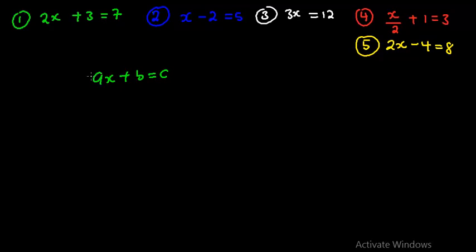Think of it like balancing a seesaw. We need to make sure that both sides are equal. If we add or subtract something from one side, we need to do the same on the other side.